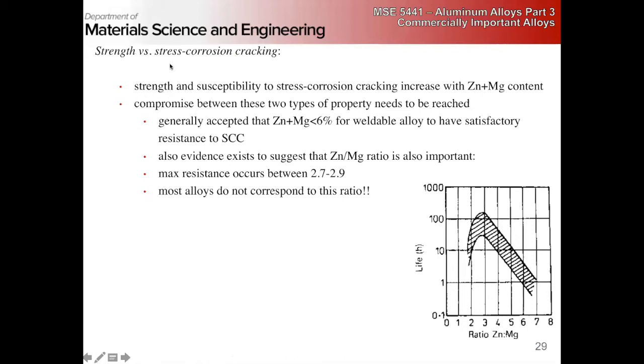So both the strength of the alloy and the susceptibility to stress corrosion cracking are going to increase with the zinc and the magnesium content. Right, so we're always looking for a compromise between these two types of properties. In some cases, we want high strength, but if it's not going to be used in a corrosive environment, maybe we don't need to worry about stress corrosion cracking.